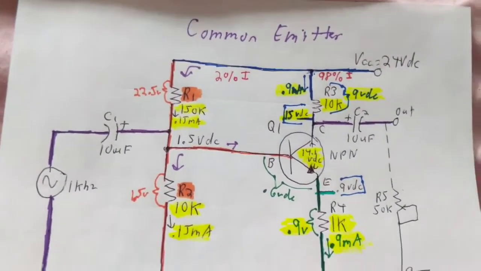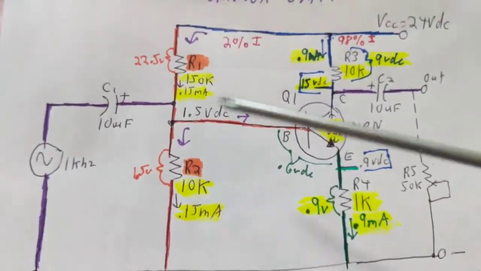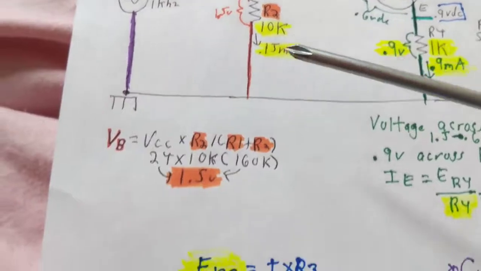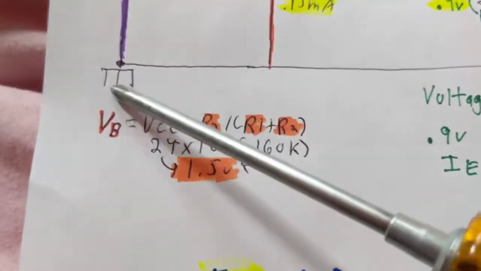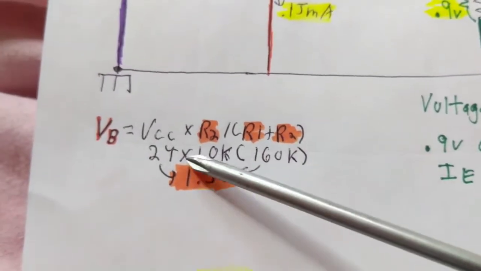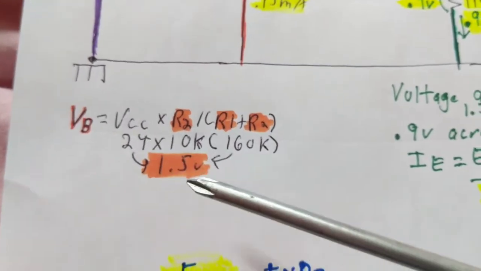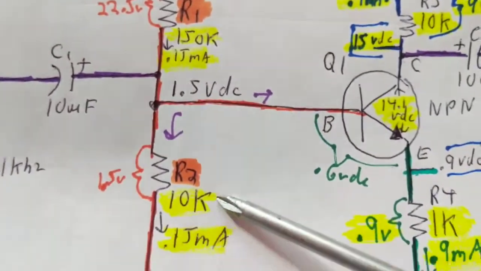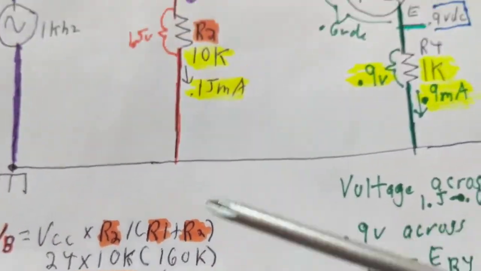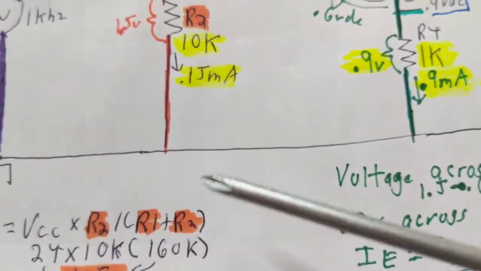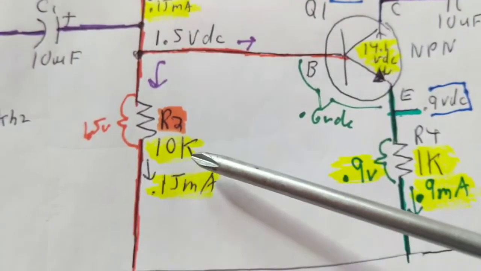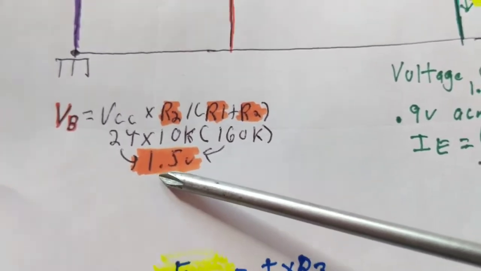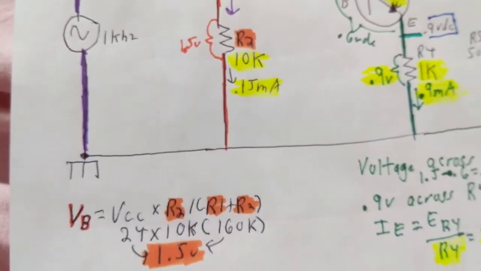So, there is a formula to figure out the voltage across this resistor. We take VCC, in our example 24 volts. We take R2, 10K, and then R1 plus R2. This plus this will give you 160K. And I calculated it comes out to about 1.5 volts. That's by using the formula.